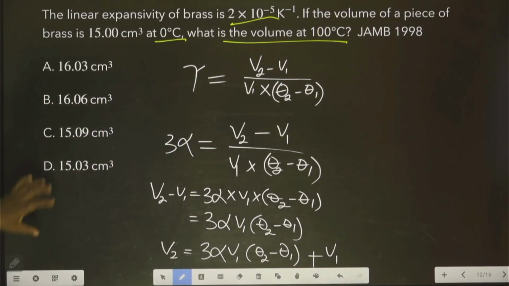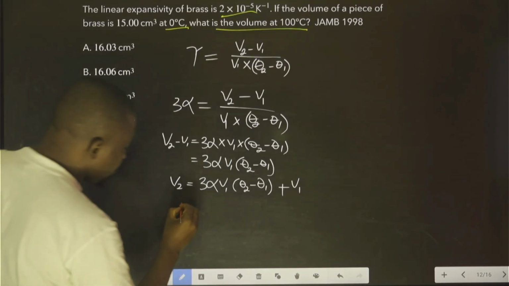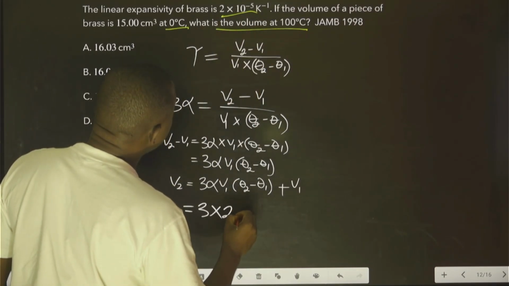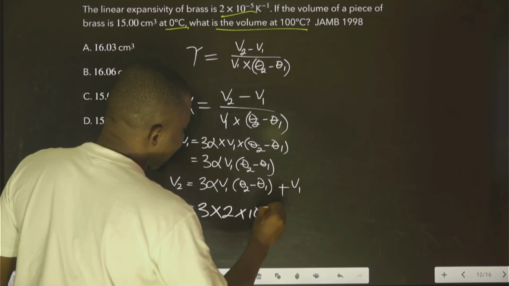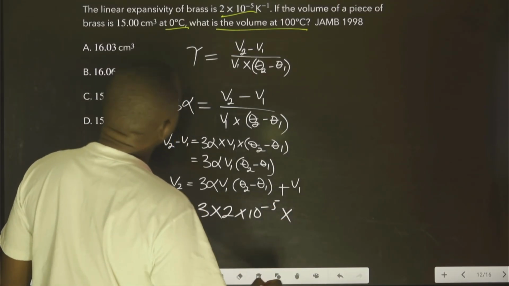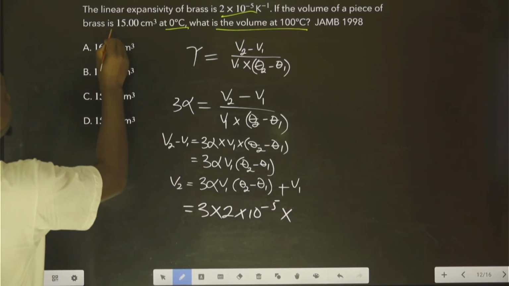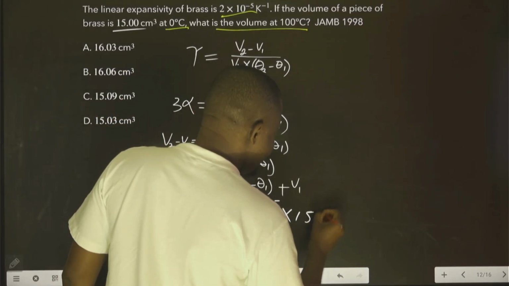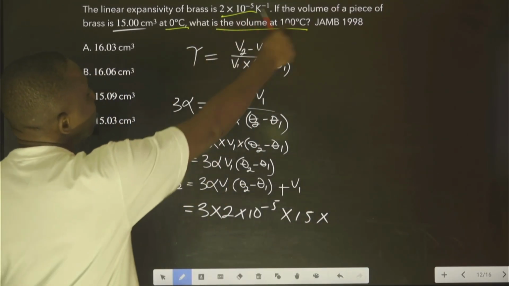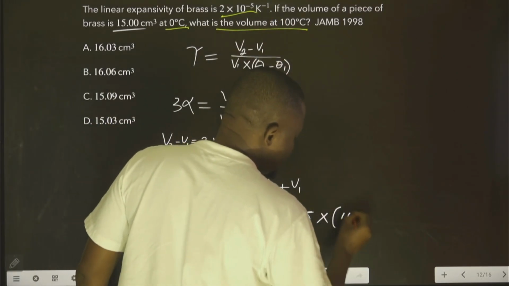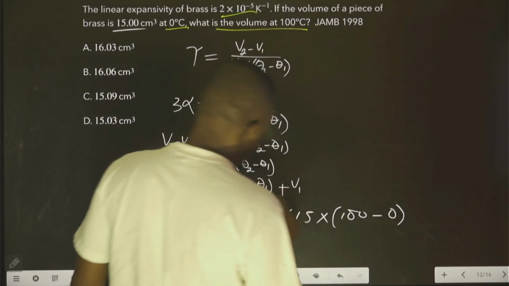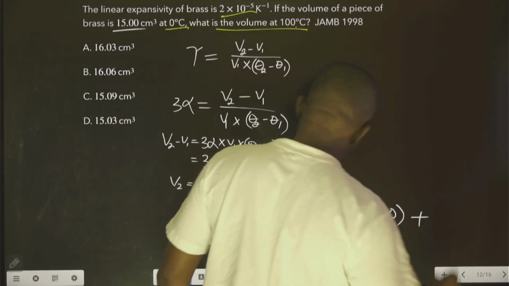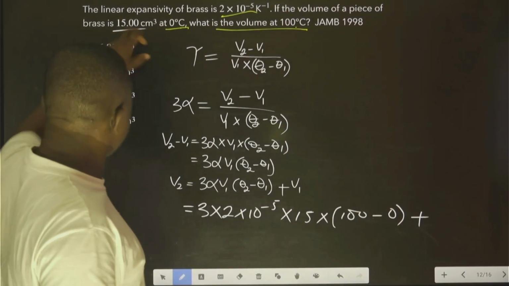Okay? Let's substitute. This is equal to 3 times this 2 times 10 raised to the power minus 5 multiplied by V1, 15, times change in temperature, that is 100 minus 0, this minus this, plus V1. V1 still 15.